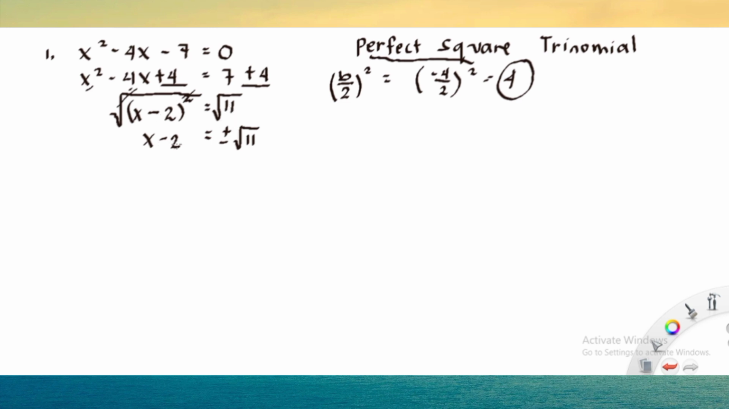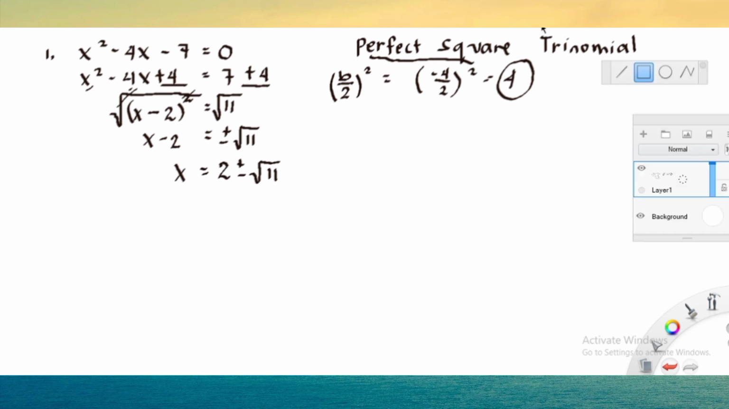Alright? And then lipat natin si negative 2 on the other side of the equal sign. So, that will become x equals, isingit natin to bago itong positive and negative square root of 11. So, that will become positive 2. And then, copy natin to plus minus the square root of 11. So, this is our answer.